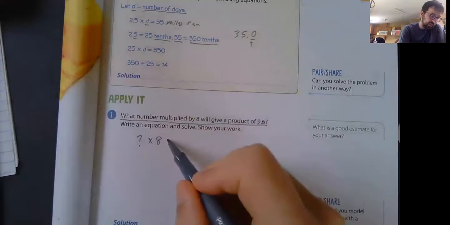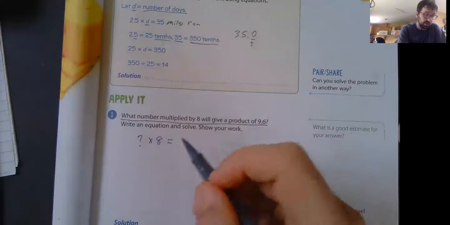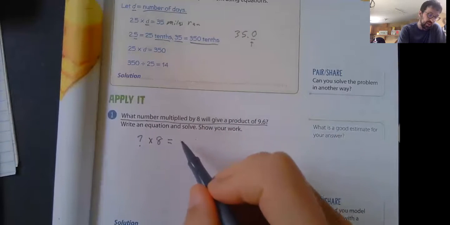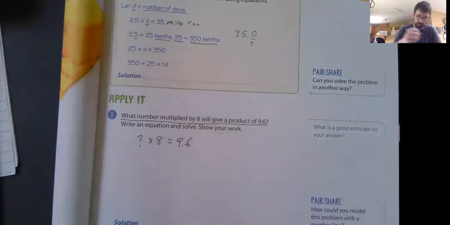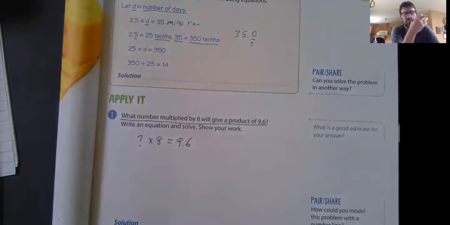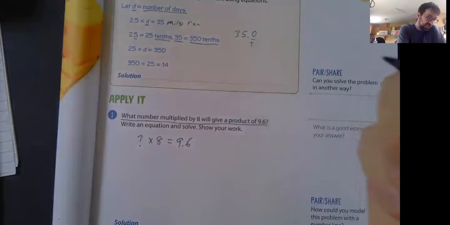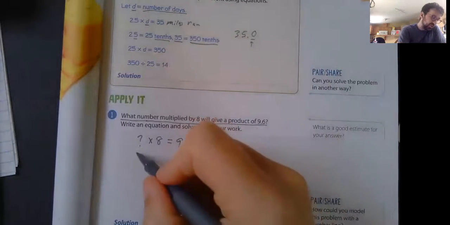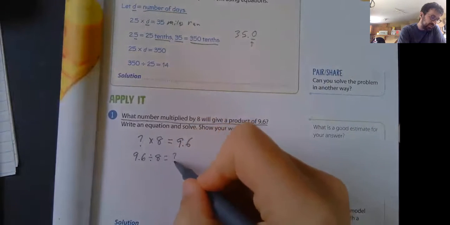will give us a product? Product is the answer to a multiplication problem, right? So therefore it will equal the product, the answer to a multiplication problem, of 9.6, correct? So that's what we need to be thinking. What times 8 equals 9.6? Well, I know a lot of multiplication facts, and none of them give 9.6 when multiplied by 8. So we need to do some more critical thinking here, right? We can use the inverse operation of multiplication. So we can go 9.6 divided by 8 will equal my question mark, right?